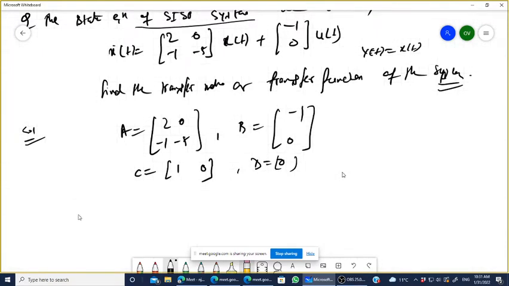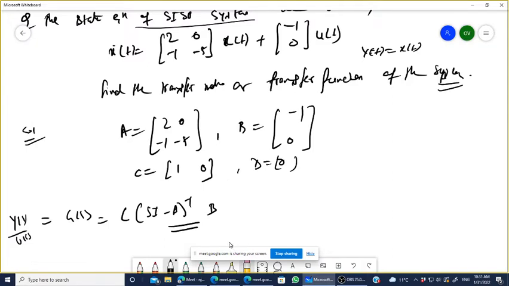What you have to calculate is G(s), that is Y(s) upon U(s), the transfer function. The transfer function is given by C into (sI minus A) inverse into B. In most of the cases, D is 0.